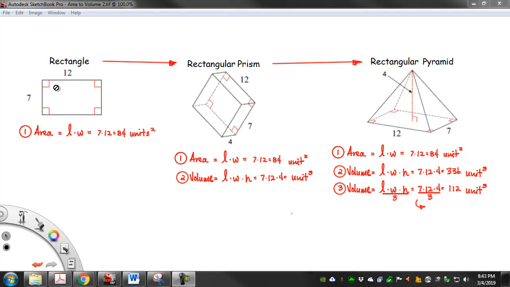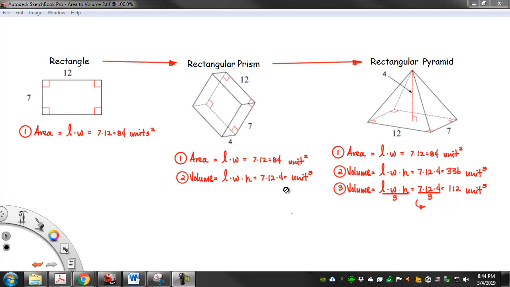Now to take a rectangle that's 2-dimensional and turn it into a 3-dimensional figure, all we have to do is add the height. You can see our length is 12, our width is 7, and now we're going to basically take 4 of these and stack them on top of each other. Say if they were 4 inches high, each one would be an inch, and I would stack it. So we take the area, which is 84 square units, and then we add one more dimension to it by multiplying it by that height, 7 times 12 times 4, whatever that number would be.